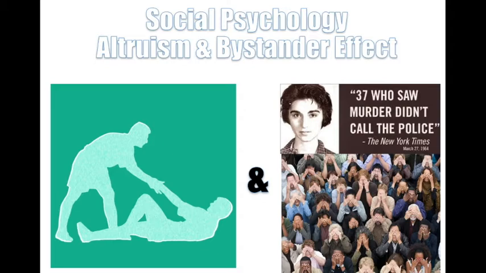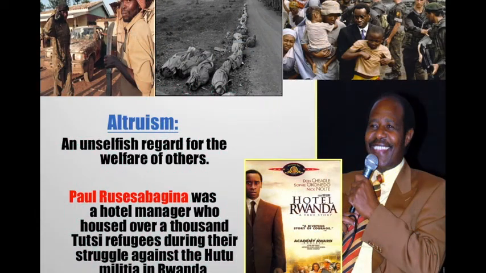I'm going to discuss two important concepts out of Module 80, altruism and the bystander effect. These are very important principles that you will need to know for your AP exam. So altruism, let's get into that. It is an unselfish regard for the welfare of others.